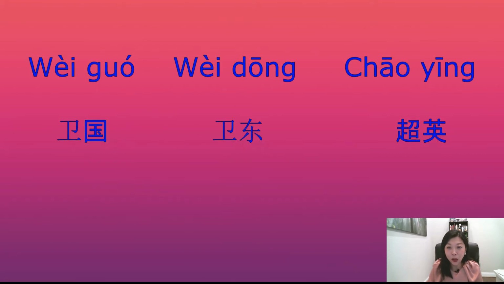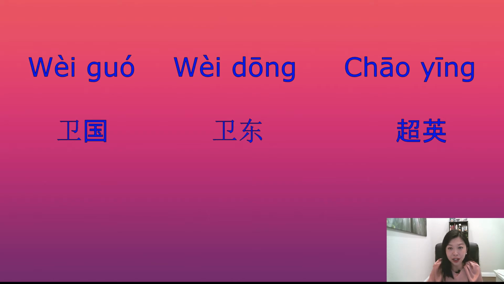Other popular names between the 1960s and 1970s are Wei Guo, Wei Dong, Chao Ying. Wei is usually used together with Bao. Bao Wei means protection.